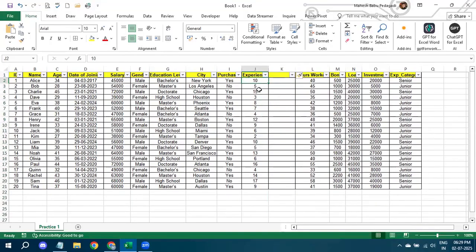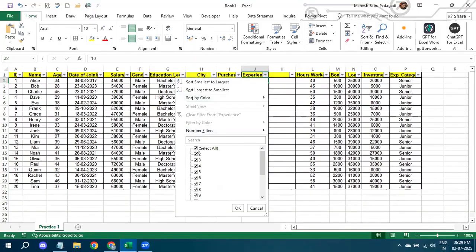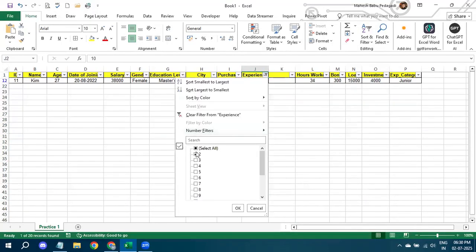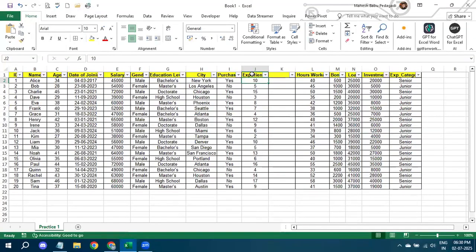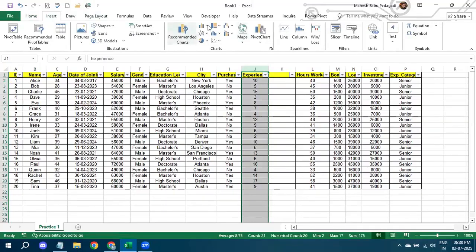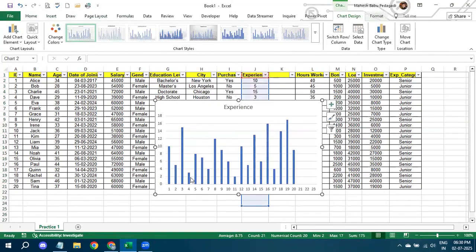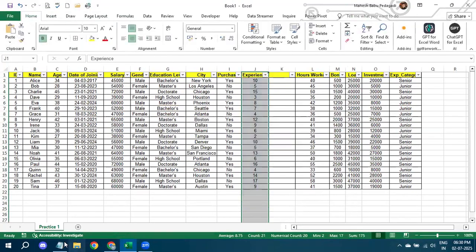How many times is 10 repeating, if I apply the filter? How many times is 2 repeating? One time. How many times is 3 repeating? One time. Like that, it is going to help us with the column charts. Go to insert, column chart. It shows how frequently the values are repeating. This will give us the distribution.